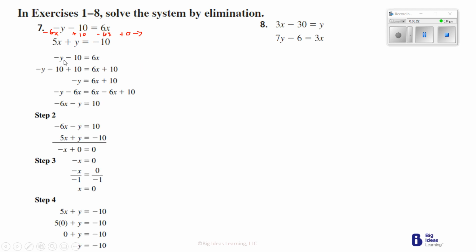Let's see, they took the negative y, minus 10 equals 6. They minused y, okay, so they didn't do anything to this side. They added, just like I did. They added 10 over here, which meant they add 10 over here. Now they have negative y equals 6x plus 10.